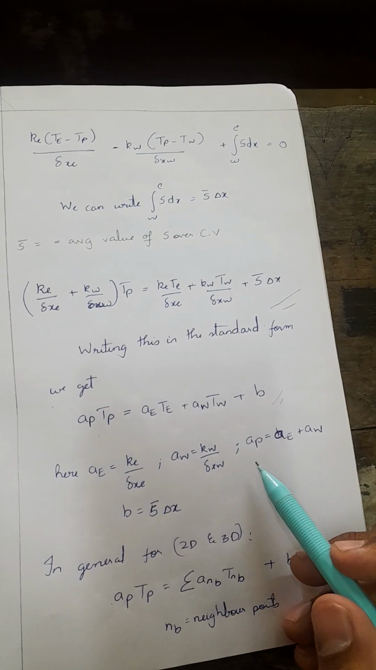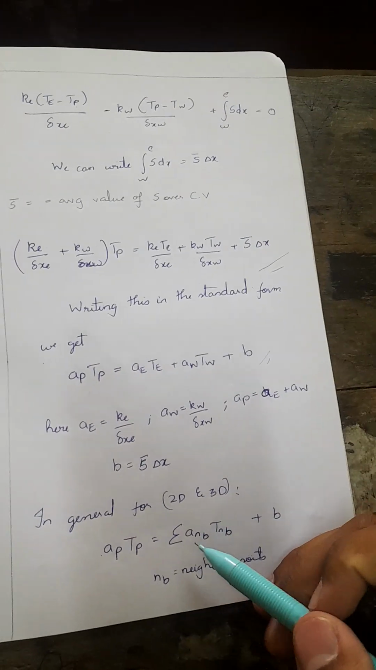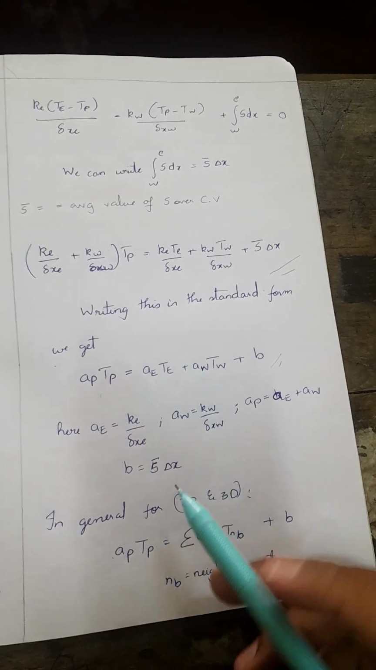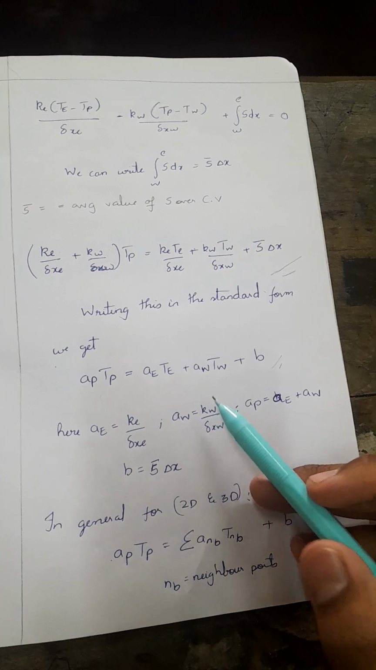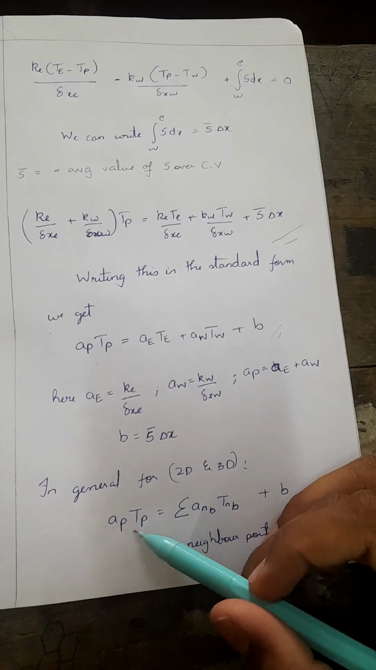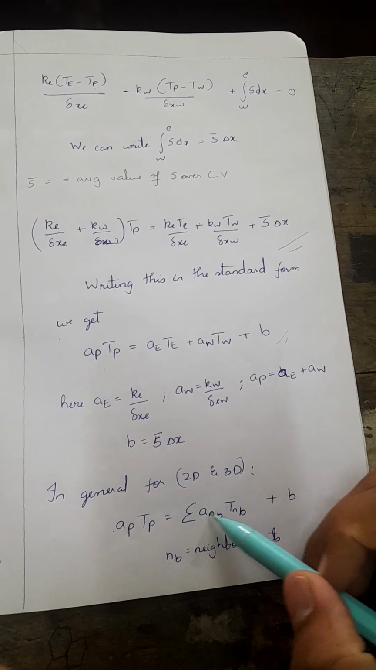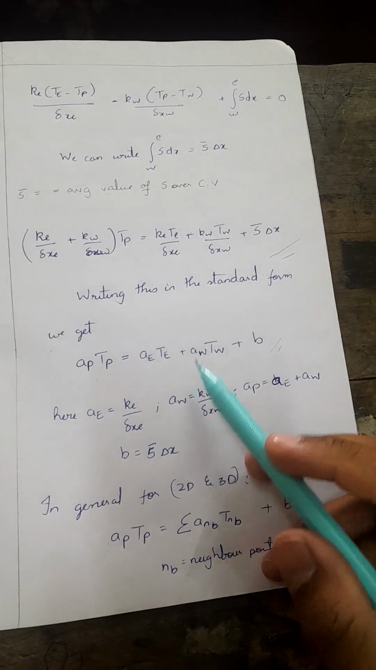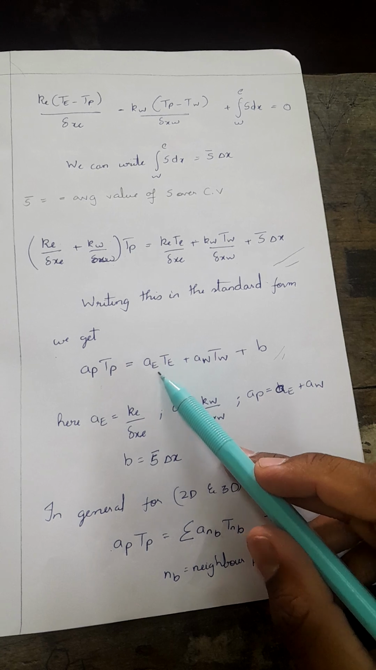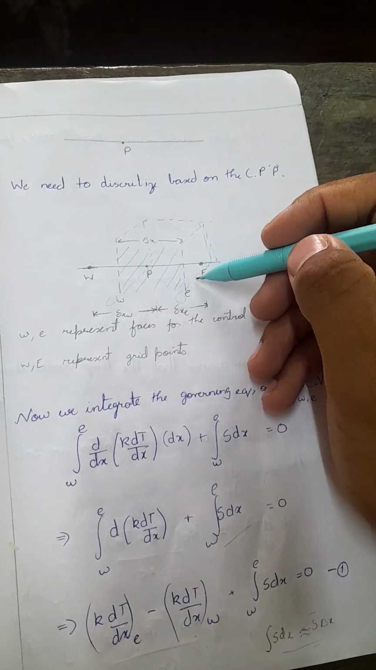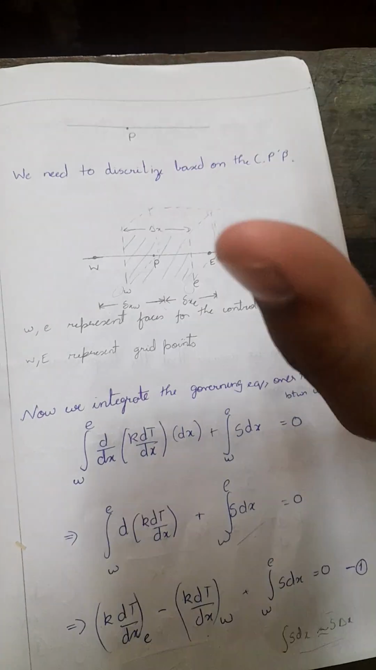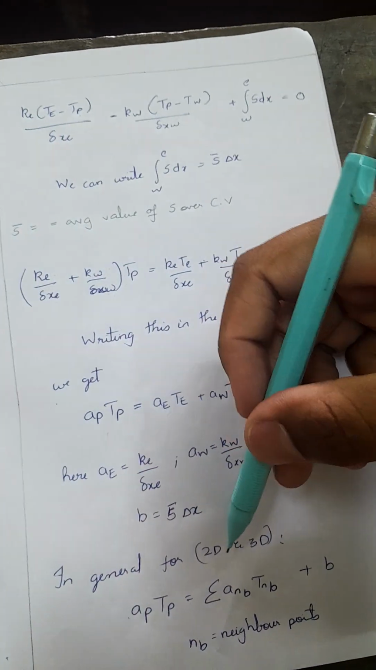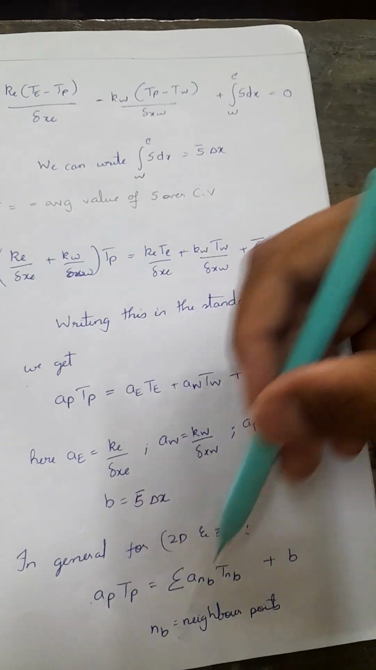For 2D and 3D, we can just apply a summation here, where we write AP times TP is equal to the sum of ANB times TNB, where NB denotes the neighborhood points. For example, here we had two neighbors, E and W, for P, so we get two different points, and that's how the summation works.